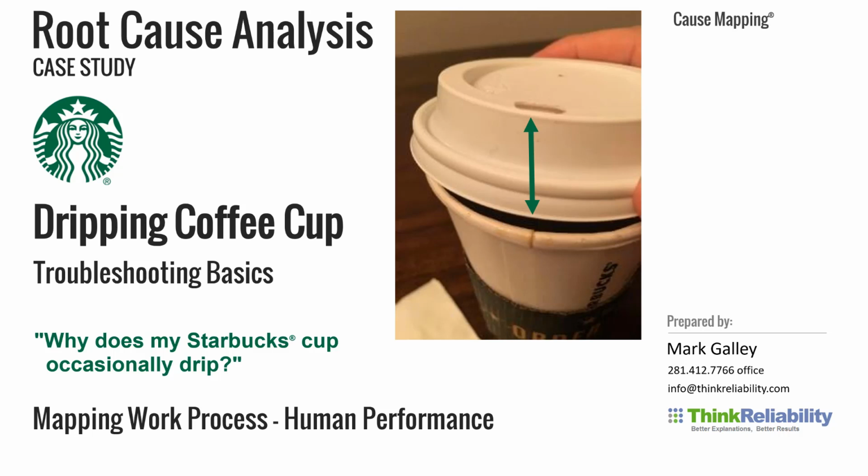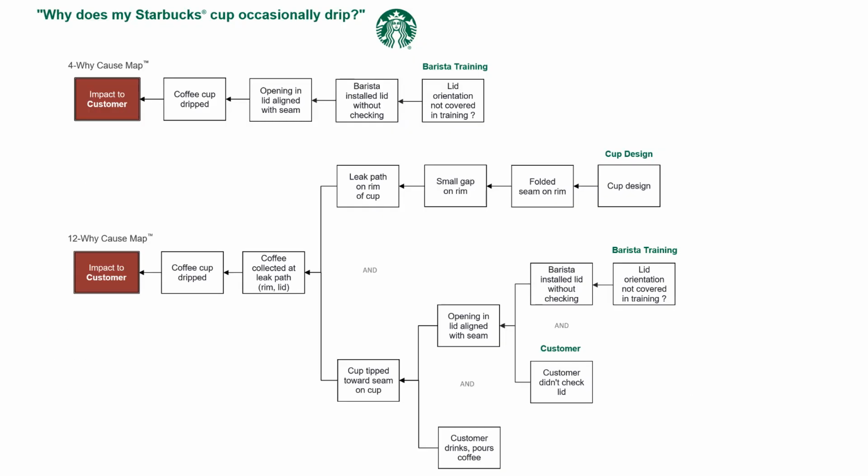What I'm going to show you now on that dripping cup of coffee is how a root cause analysis backs into work process reliability issues. If you remember in the example, we had this cause and effect analysis. It started with a 4Y and then it turned into a 12Y.